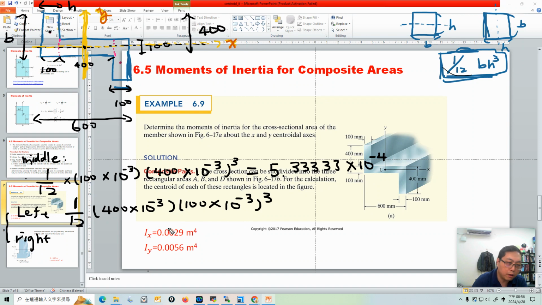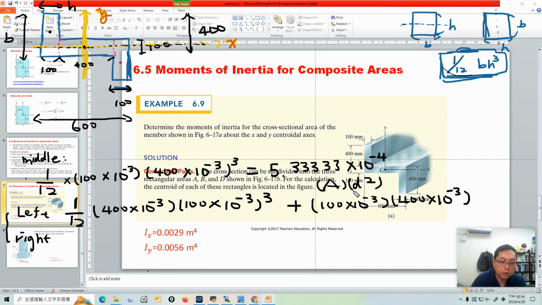But that is the moment of inertia for the left part rotating along its centroidal axis. Right now this part is not rotating along its centroidal axis, so we need to use the parallel axis theorem and add the A d squared. What is your A? A is the area of the left part, so it's 100 millimeter times the height, 400 millimeter, and we need to multiply by d squared.